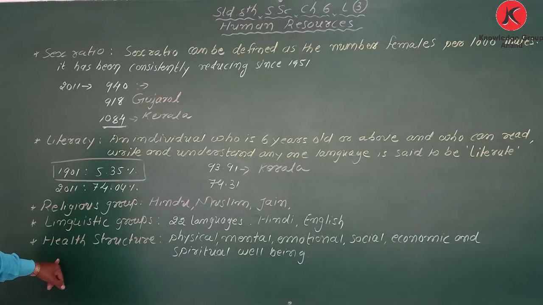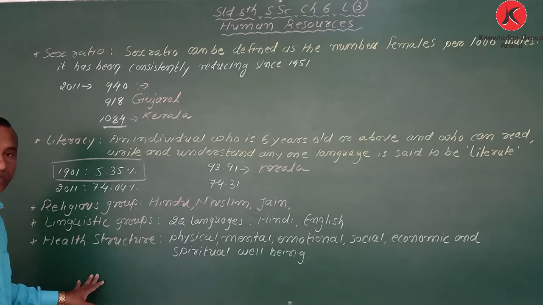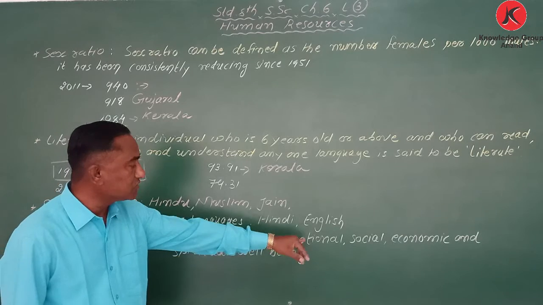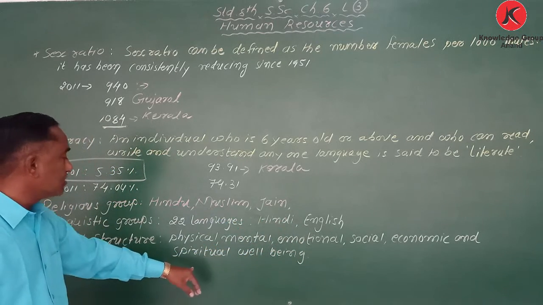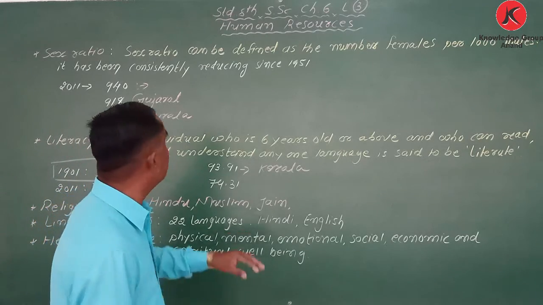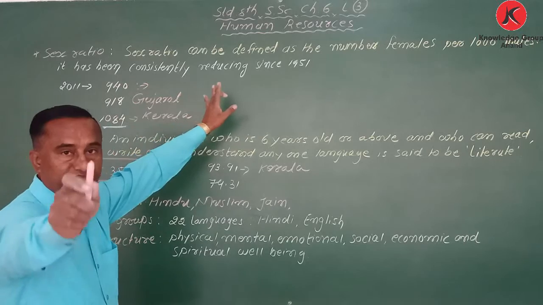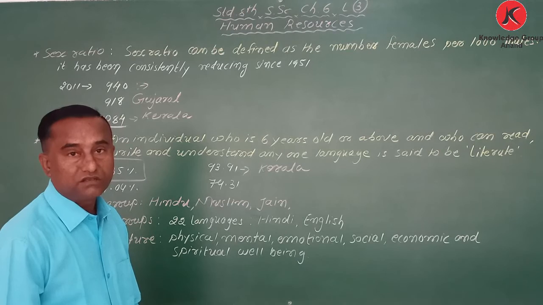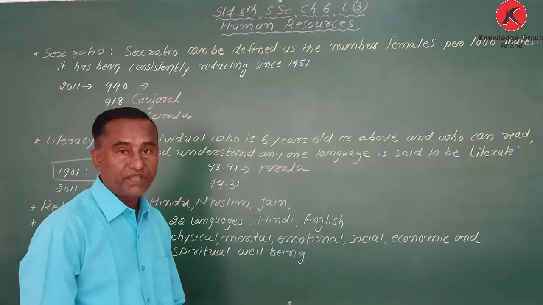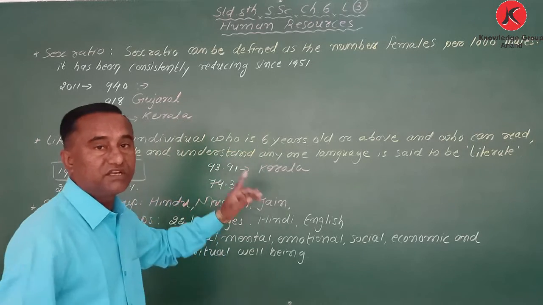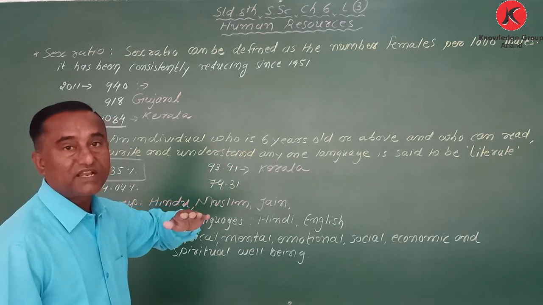Now the next one is about health structure. Health can be defined on physical, mental, emotional, social, economic and spiritual well-being. My dear student, here one thing I would like to say about the sex ratio. The government has started the Beti Bachao Abhiyan, save the girls. That is called Beti Bachao Abhiyan. In order to increase the sex ratio, certain facilities are given.